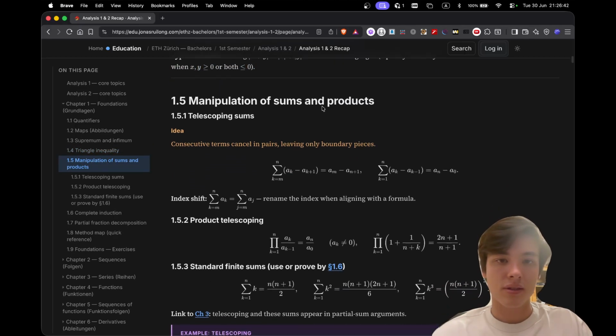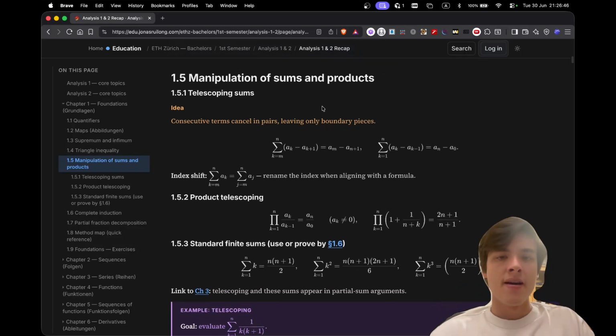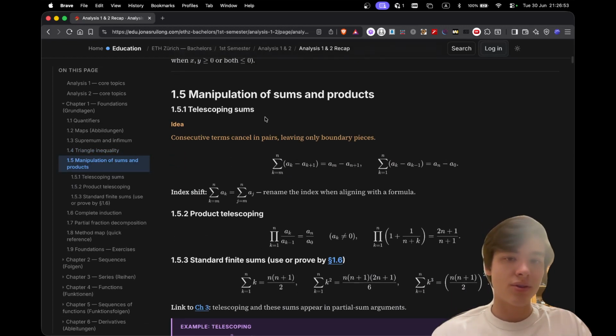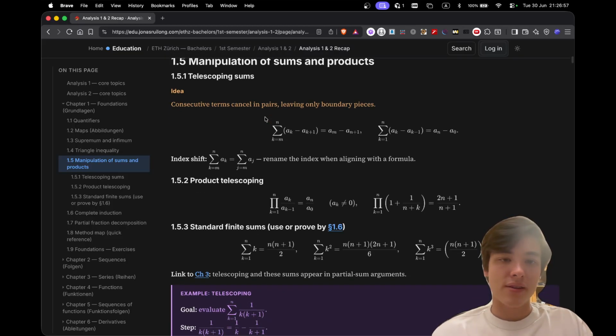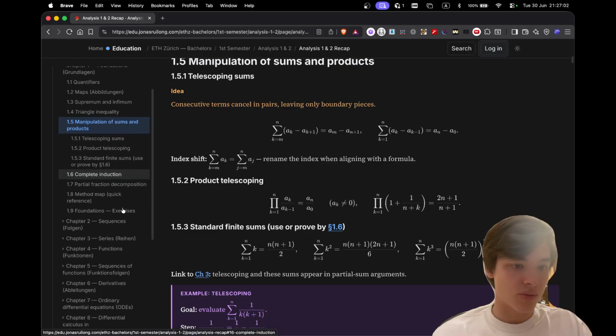What's this? Yeah. And then let's get to sums and products. So we have telescoping sums. Why do I feel like it belongs somewhere else? Whatever.